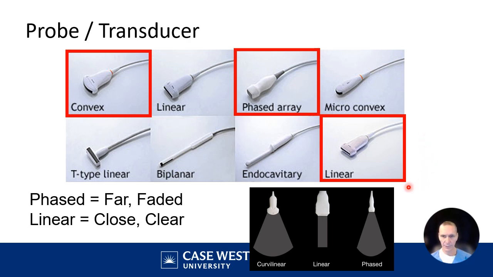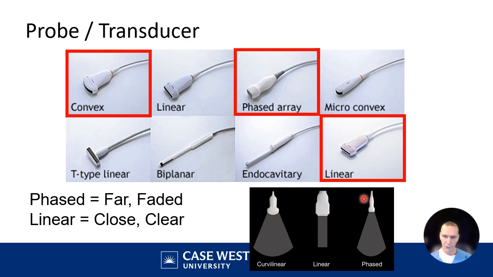The other thing that's important to highlight is how the sound waves come out of the probe. In the curvilinear, sound waves come out this way, they reflect off tissue and come back, and then you get an image on the screen. On the linear, they just go straight down. So that's why you choose this probe when you're putting in a line or for vascular access.